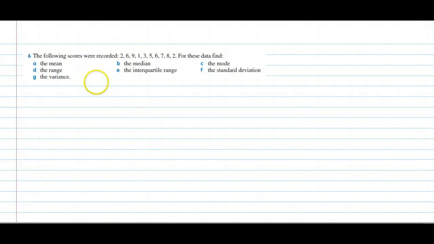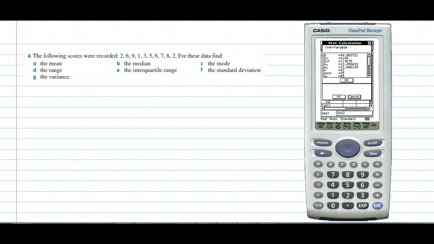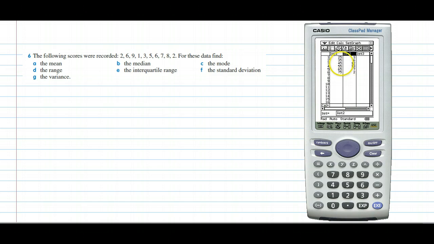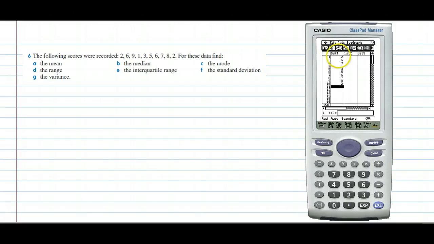In this question, we've got a series of scores, and we've got to find all of these statistical values. Some of them are measures of central tendency, and others are measures of variability. To help us do that, we're going to use our trusty old calculator, and we're going to enter in all the values in the list that are provided to us: 2, 6, 9, 1, 3, 5, 6, 7, 8, 2. Once we've entered the numbers into the list, we can put them in order if we like. Just go sort ascending and just go OK, OK.